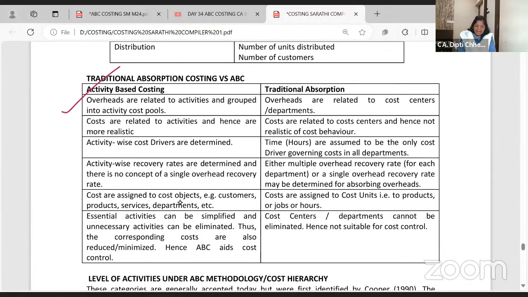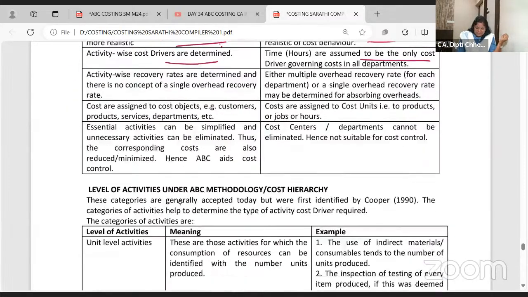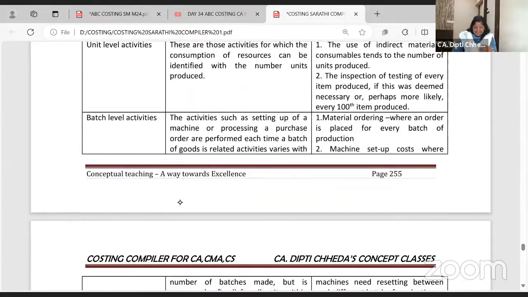Distinction between activity based costing and the traditional approach. Overheads are related to activities and grouped into activity pools. Here overheads are related to cost centers. Here costs are related to activities. Here cost centers, direct labor hours, machine hours. Here they are related to activities and hence more realistic. Activity drivers are determined. It's time consuming. So like this, simple differences are there. You can read it non-stop.